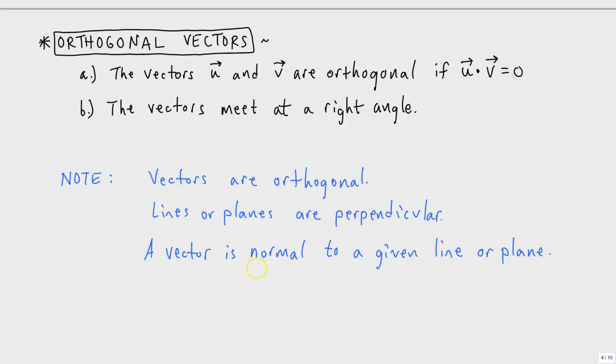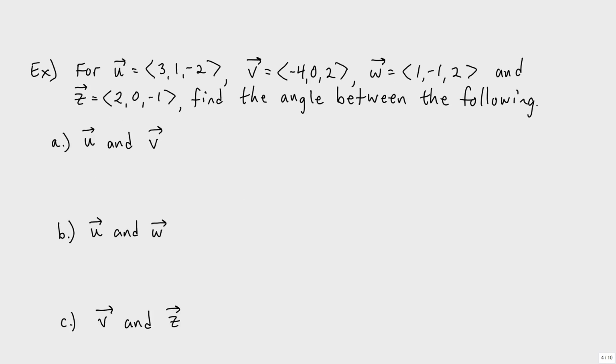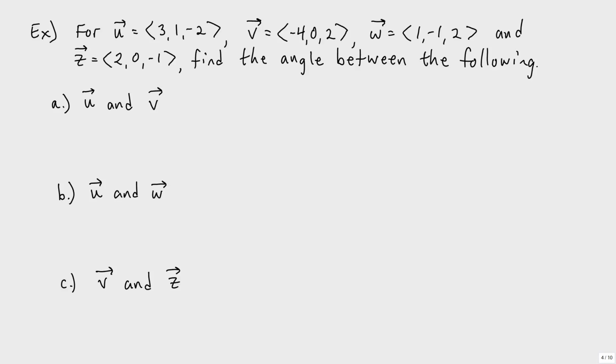If a vector meets a line or a plane at a right angle, we say that vector is normal to those. So a vector is normal to a given line or plane if they meet at a right angle. So we got all these words that kind of mean the same thing. Alright, so let's practice finding the angle between them. Not much to it. Use your calculator a little bit if we need to.